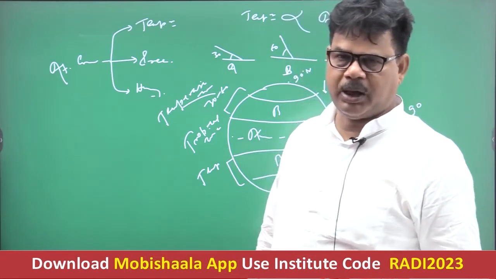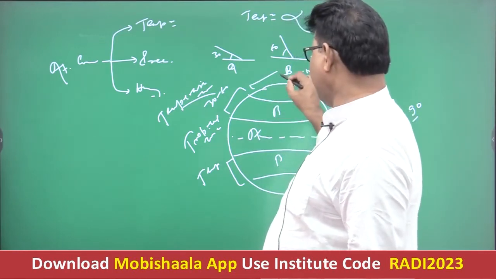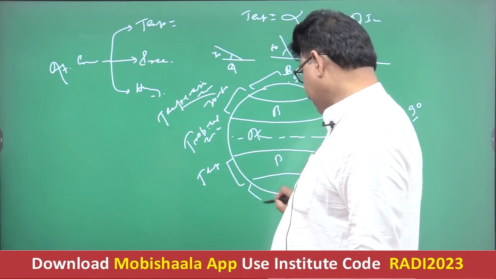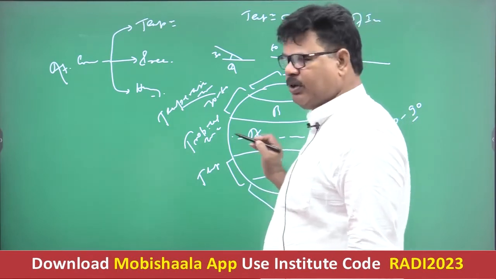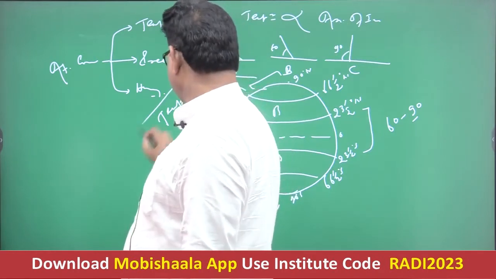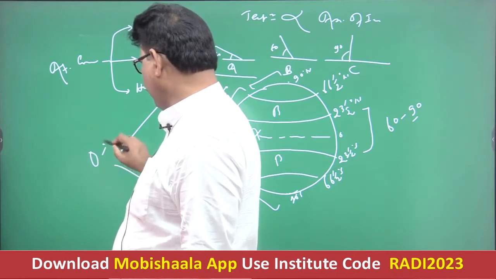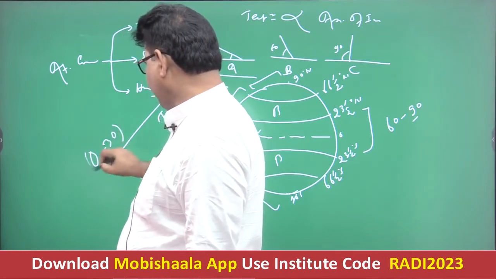And between 66.5 and 90 degrees in both hemispheres, the angle of insolation ranges between 0 and 30 degrees.